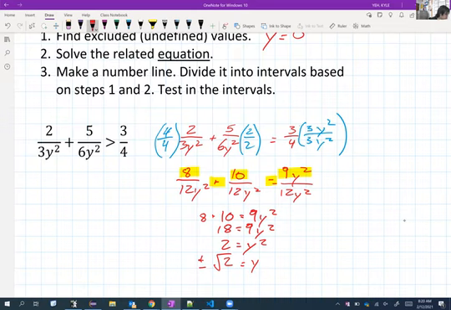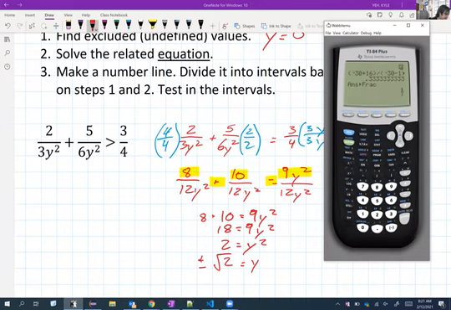So I'm going to use my calculator and I'm going to say root 2 store in x and then plug in that whole left-hand side. 2 over 3x squared, because that's what our calculator uses, plus 5 over 6x squared, 0.75 equals 3/4. That's what I was solving for, that kind of related equation. So got that. What if we plug in negative root 2?